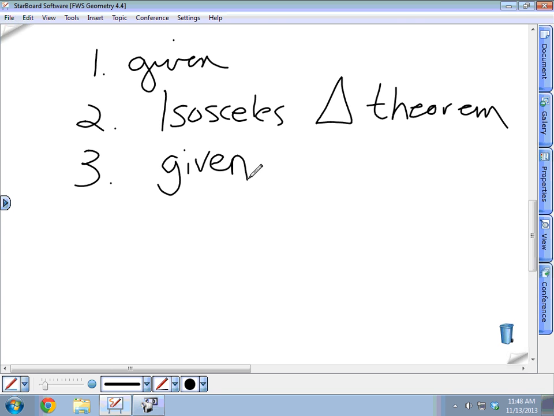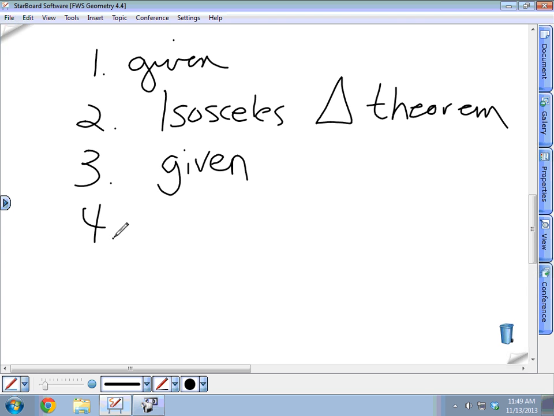Wait, aren't they the same? Angle B is congruent to angle 2. Angle C is congruent to angle 1. They should be the same angle. Look at your given information. Oh, it is given? I don't even see that. Where is that? Oh. I couldn't see that.